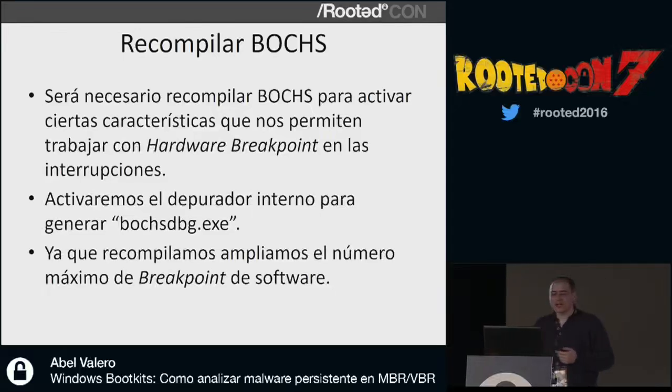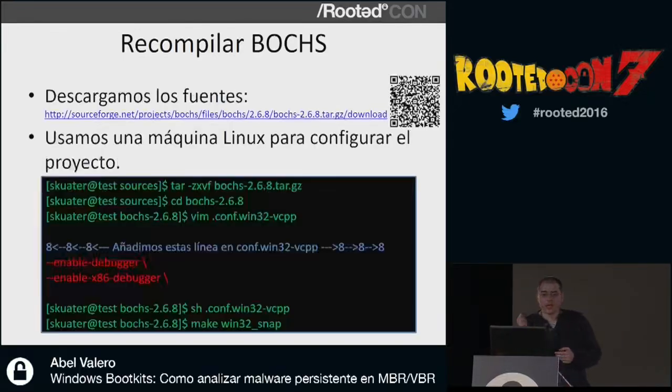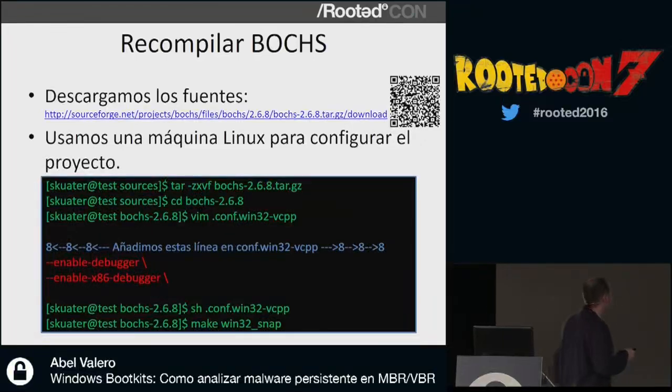If you want to activate it, you will need to recompile Bochs. In order to recompile Bochs, this is what we do. Not very complicated. We'll use a Linux box to do all the make files. It's just these lines of code. We do the tar, the cd, we edit this file, and whenever we see these lines, we add enable debugger and enable x86 debugger. What do these lines do?